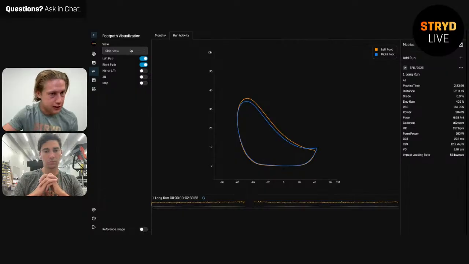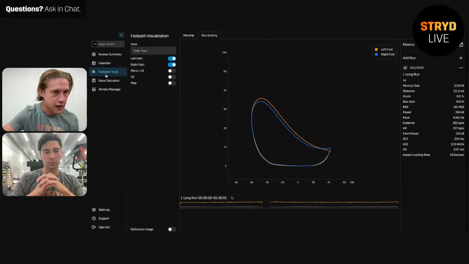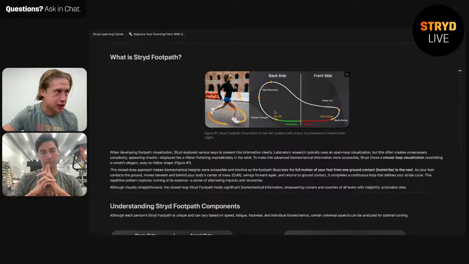So if you do have this data already, of course, you can access this on your Stryd account by opening it up at stryd.com/power center, tapping on footpath tools, and then either looking at the monthly or run activity view and putting it in the side view here. And you can see how this footpath view on my Stryd account is directly analogous to this comet-shaped, as Ko described, footpath breakdown here.